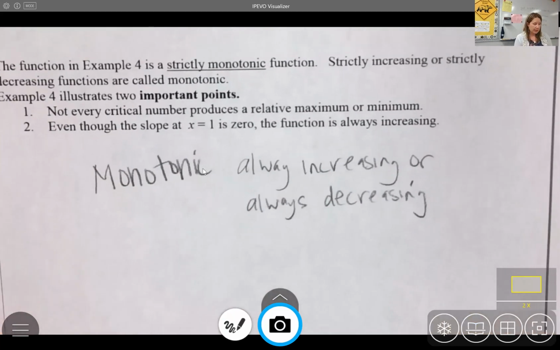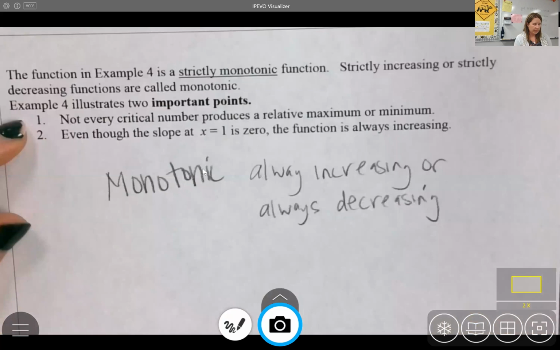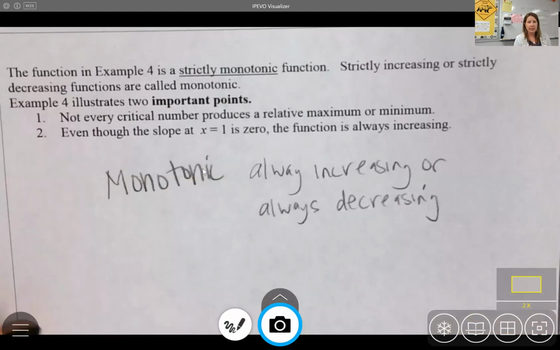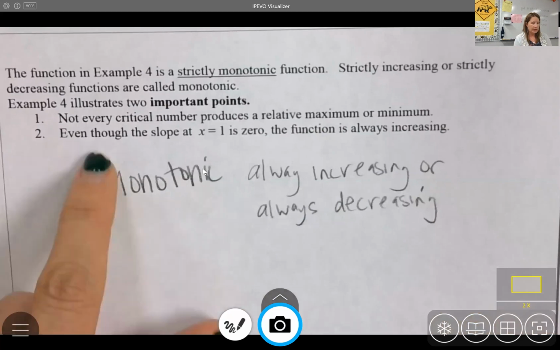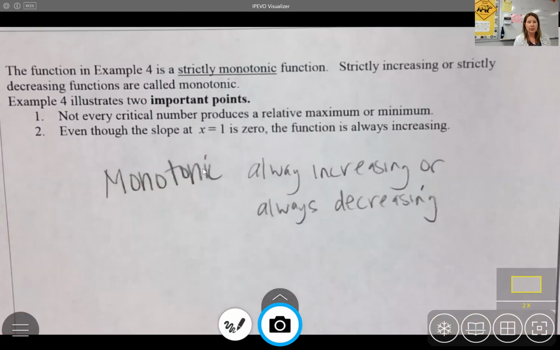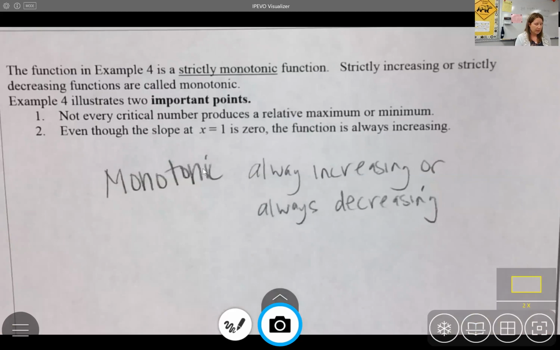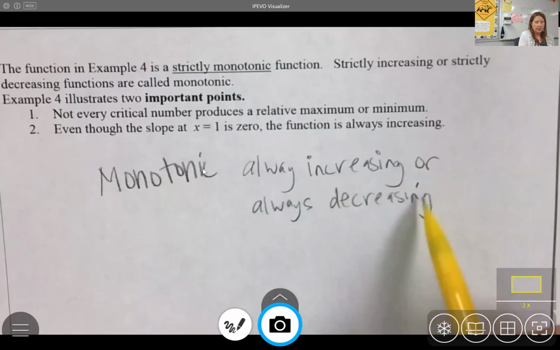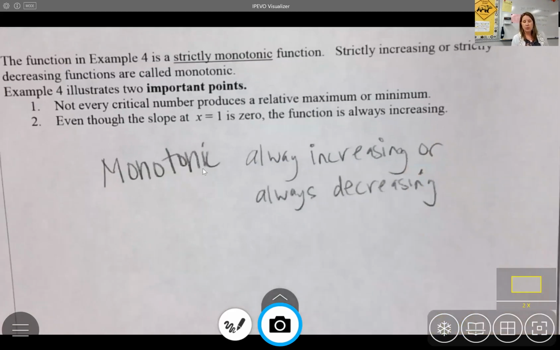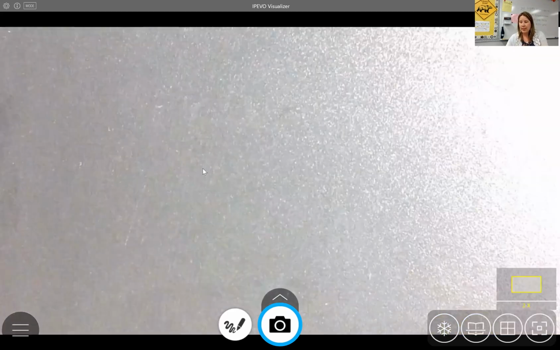A couple of things that example 4 tells us is that every critical number is not always a max or a min, okay? And then even though the slope at 1 is 0, the function is always increasing, okay? So a couple things you learn from that. So basically, you don't always have to get an increasing, decreasing, or a max and a min. That's okay. It just means that your original function isn't doing that, okay?